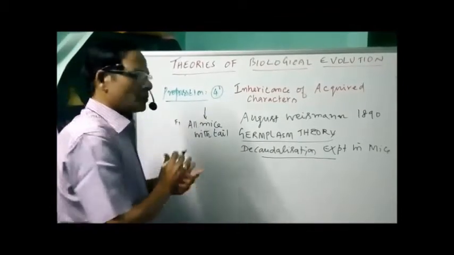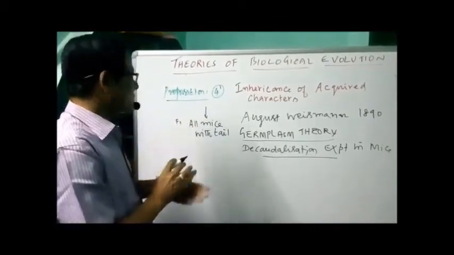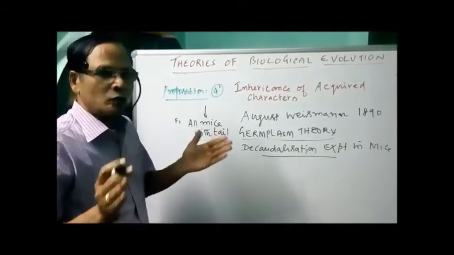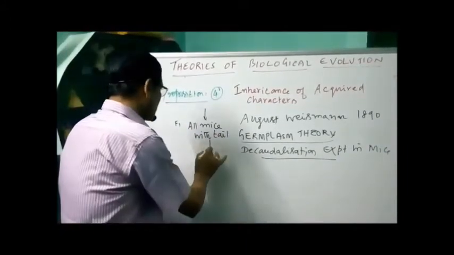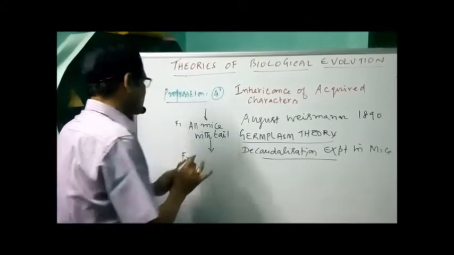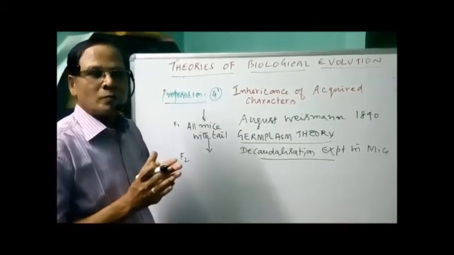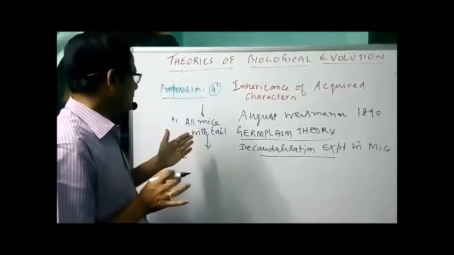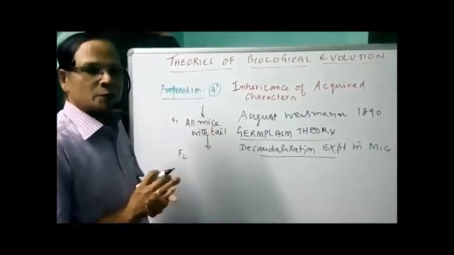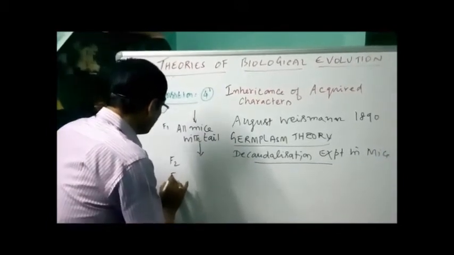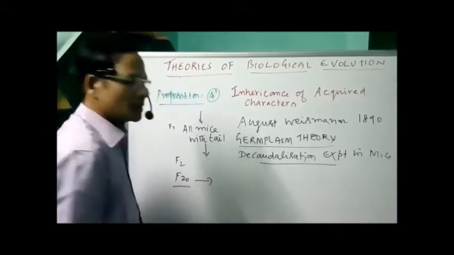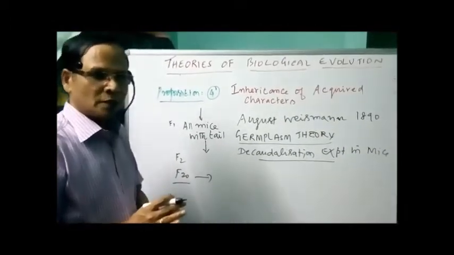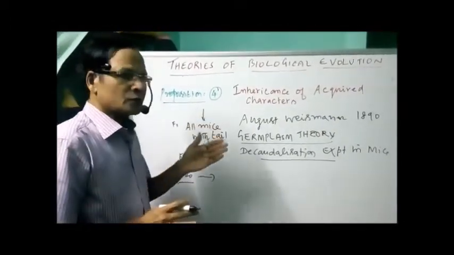So this is the first generation. He took one male and one female from the first generation, cut the tail once again and allowed them to breed. Now he got the second generation. The second generation also, all mice were born with the tail. Likewise, he did the decaudalization experiment for 20 generations. In all the 20 generations, even the last generation, F20, all the mice were born only with the tail.